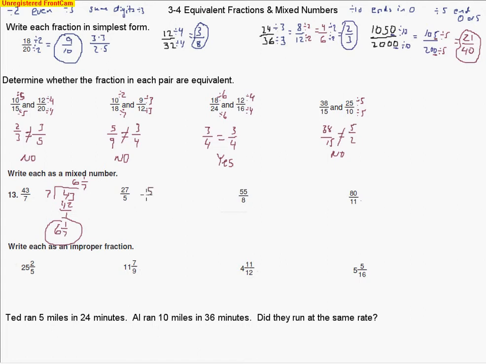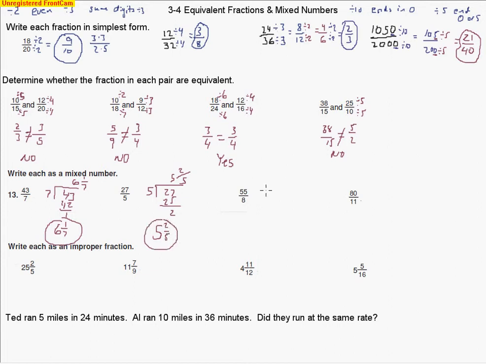The divisor, whatever this number is, goes on the bottom of the fraction. So let's take a look at our next one. 5 into 27. 5 times 5 is 25. So we're left with 2 left over. So notice that 2 is the remainder. 2 is going to go on top of the fraction. And just so happens that 5 is the divisor as well. So 5 goes on the bottom. So it's 5 and 2/5.